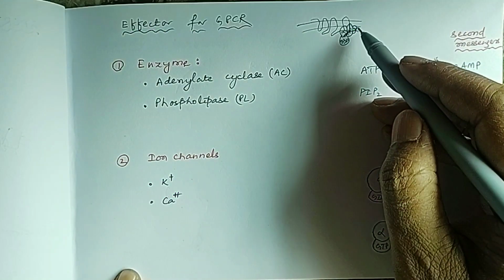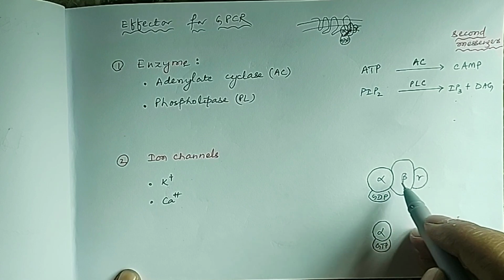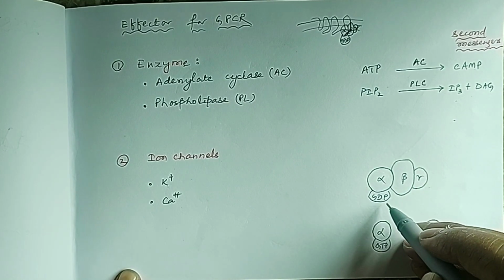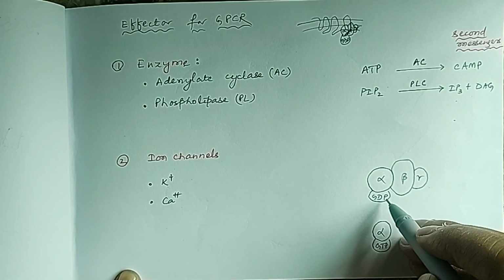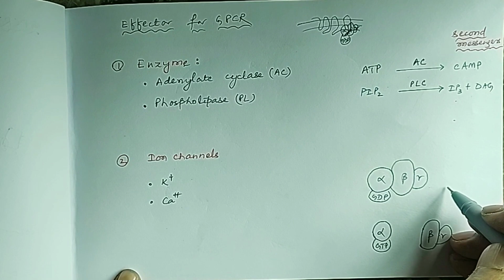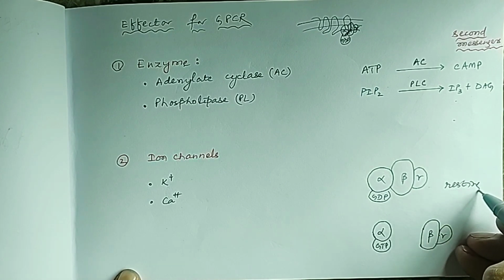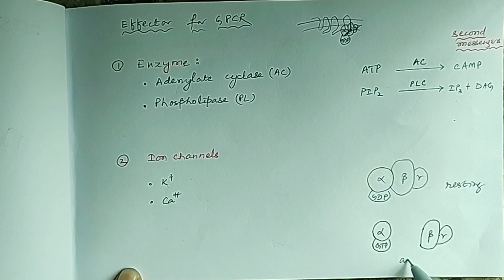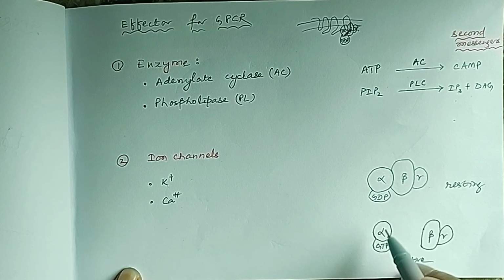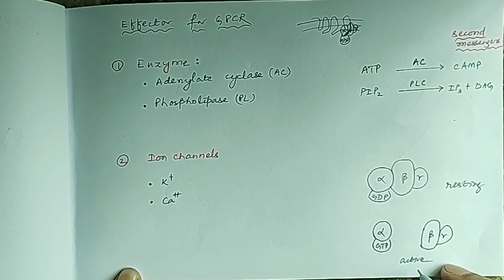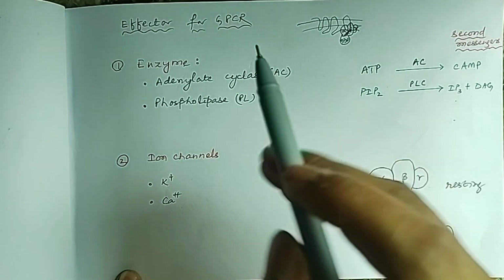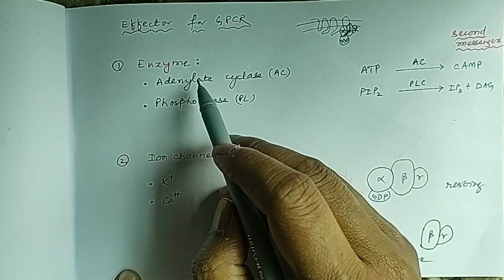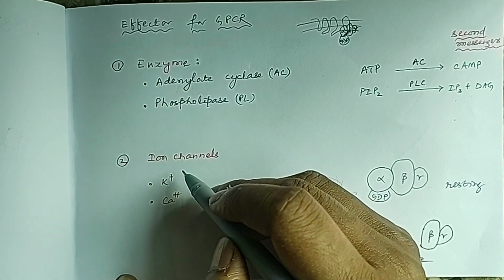It is a guanine nucleotide binding protein. This protein has 3 subunits, alpha, beta and gamma, and the guanine nucleotide is bound to the alpha subunit. When it is bound as alpha GDP, it is inactive or in the resting state, and when it is active it becomes alpha GTP. So alpha GTP and beta gamma are separated into two parts in the active form, and then alpha GTP and beta gamma can bind to any effector to produce their effects, and the effector can be either an enzyme or an ion channel.